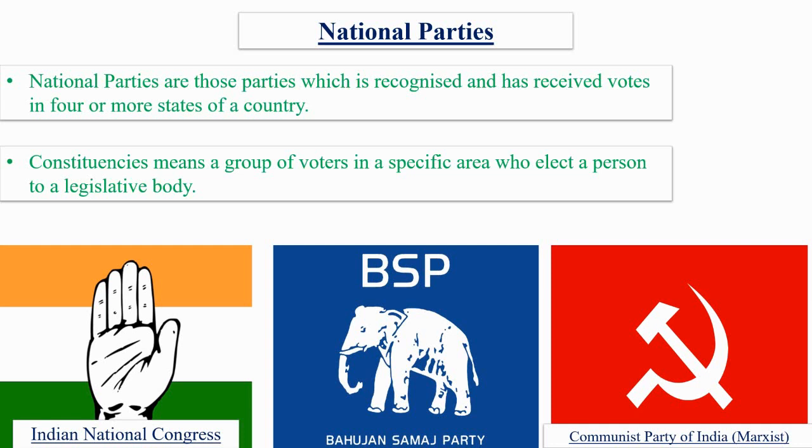What is the meaning of constituencies? Constituencies basically mean a group of voters in a specific area who elect a person to a legislative body. Examples of national parties in India are the Indian National Congress, Bahujan Samaj Party, Communist Party of India (Marxist), etc.